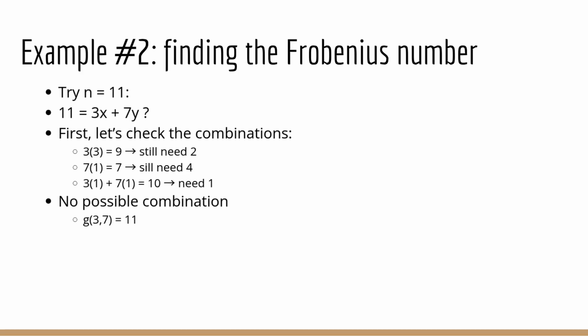If we use three threes, then we can get 9, and we still need 2. If we use one 7, we get 7, obviously, and we still need 4. And if we use one 3 and one 7, then we can get 10, but we still are left with 1 that we still need. And so with this simple inventory with only the numbers 3 and 7 available to us, it's much more obvious that there's no combination of these numbers that works for 11. So clearly 11 cannot be written in this form.